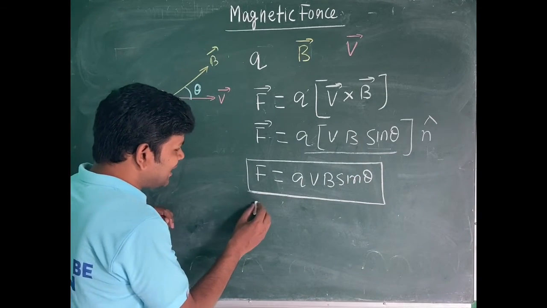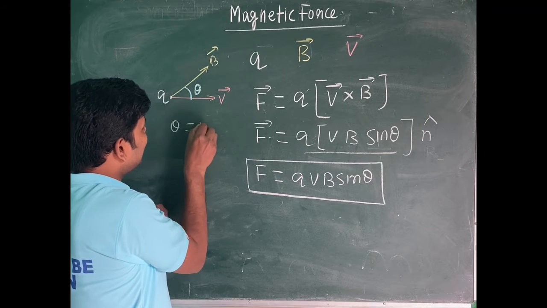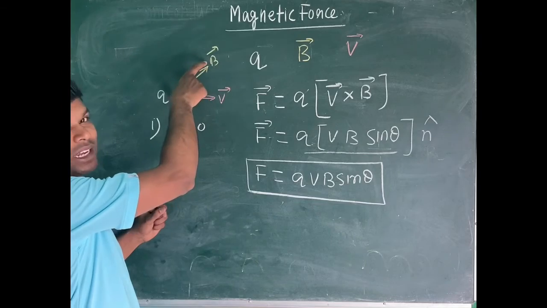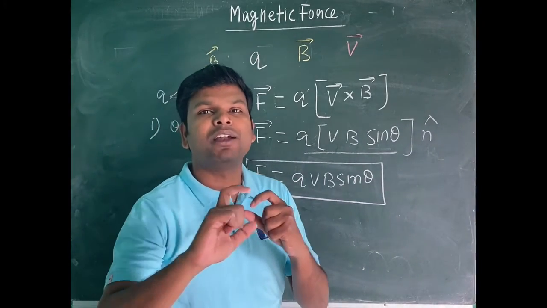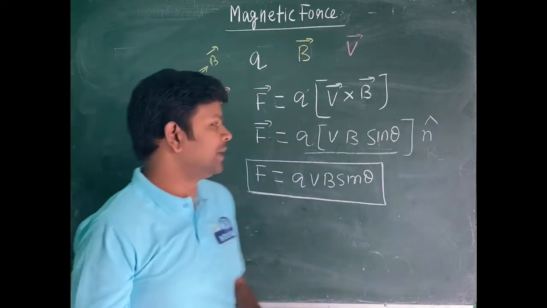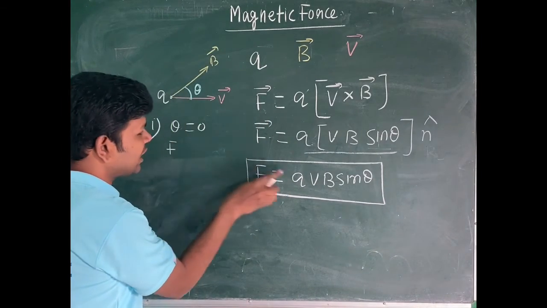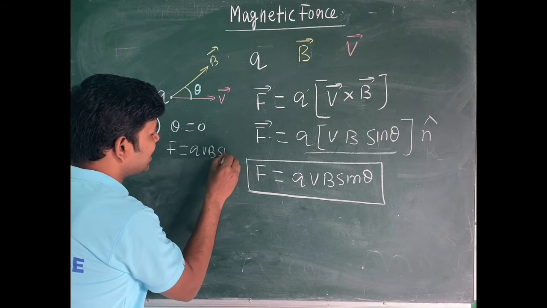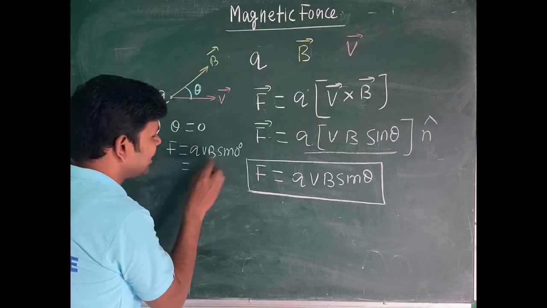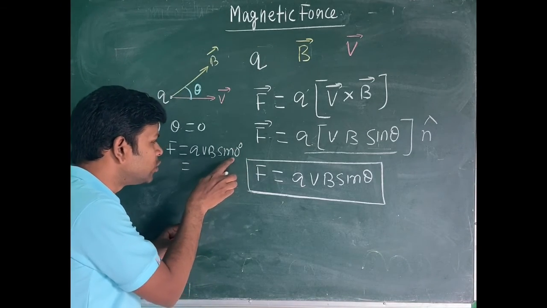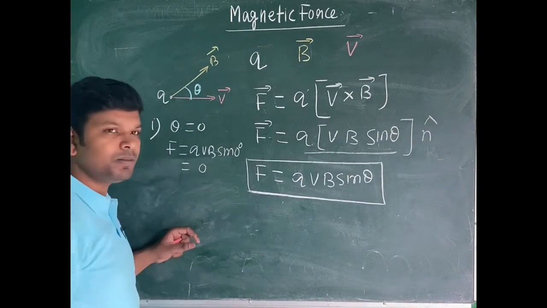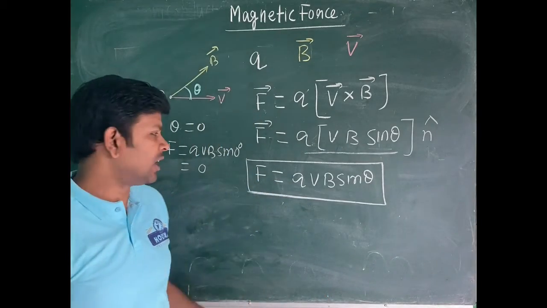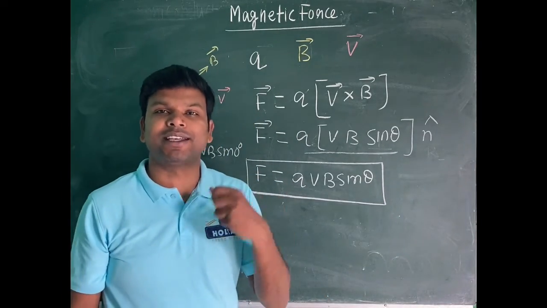Now if we take theta equal to 0 degrees, it means the velocity vector is parallel to the magnetic field, that is, the charged particle is moving parallel to the magnetic field. Then how much force will it experience? The magnitude of force will be Q into V into B into sine of 0 degrees. The value of sine 0 degrees is equal to 0. So 0 multiplied with this term becomes 0. So when a charged particle is moving parallel to the direction of magnetic field, it will not experience any force.